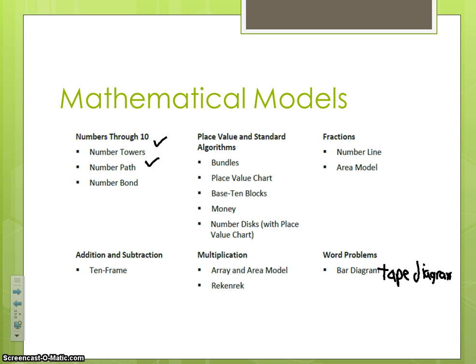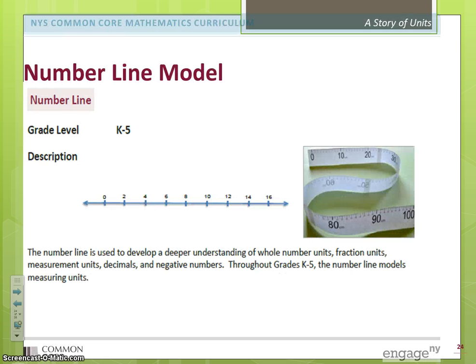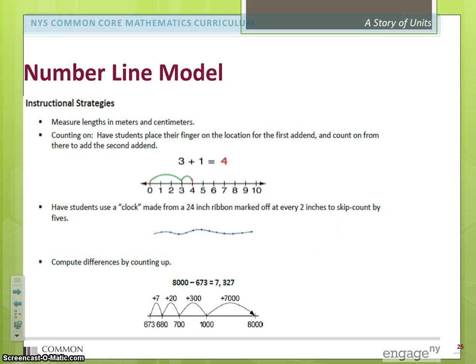And so those are the models you might want to look at. You can look for resources on my website or Engage New York for additional information on any of those. The number line model, of course, is the primary model used pre-K to 12. It is the most important model that the students will be using from kindergarten onward.